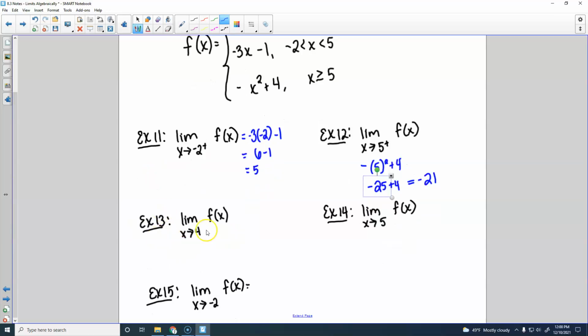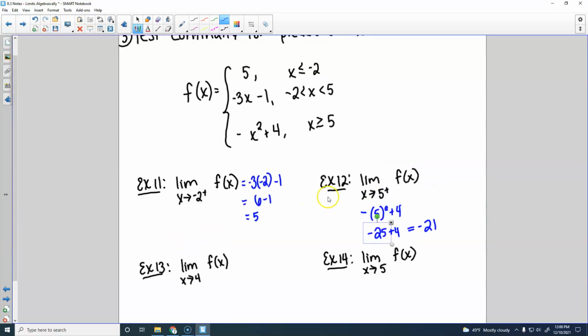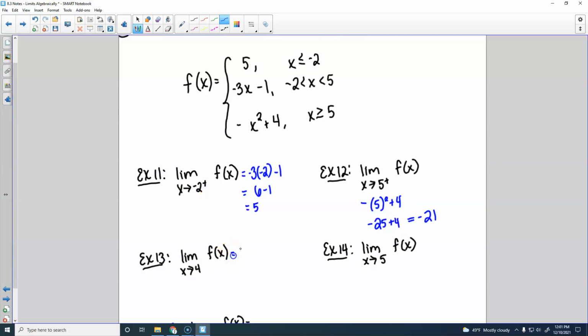If we are supposed to find the limit as x approaches 4 for f of x, 4 is not one of these places where our function splits, right? It's here between -2 and 5. So we're just going to plug into this equation right here. We don't have to choose between them. So we would have -3 times 4 minus 1. So it'd be -12 minus 1. So we get -13.